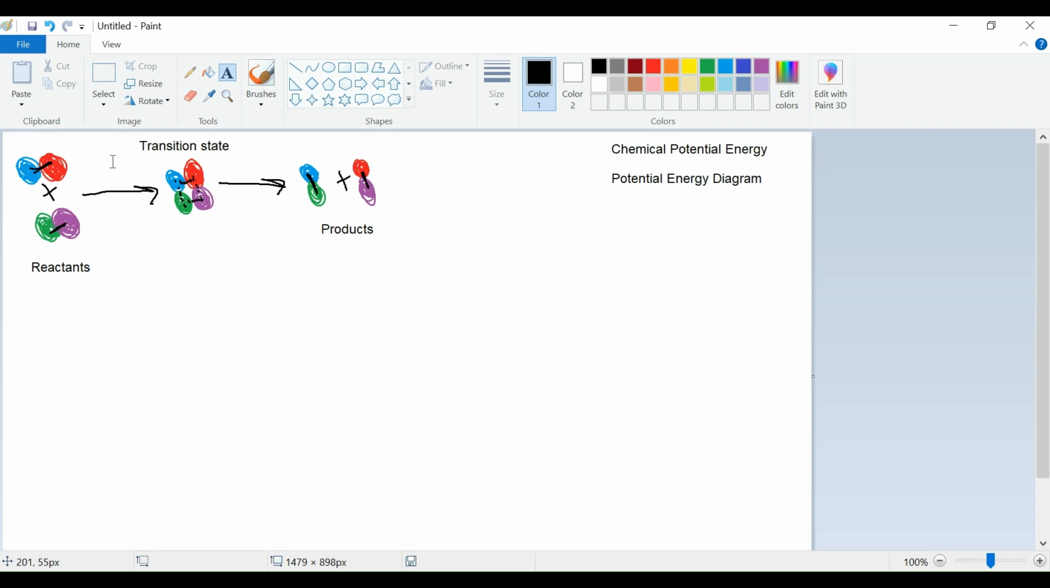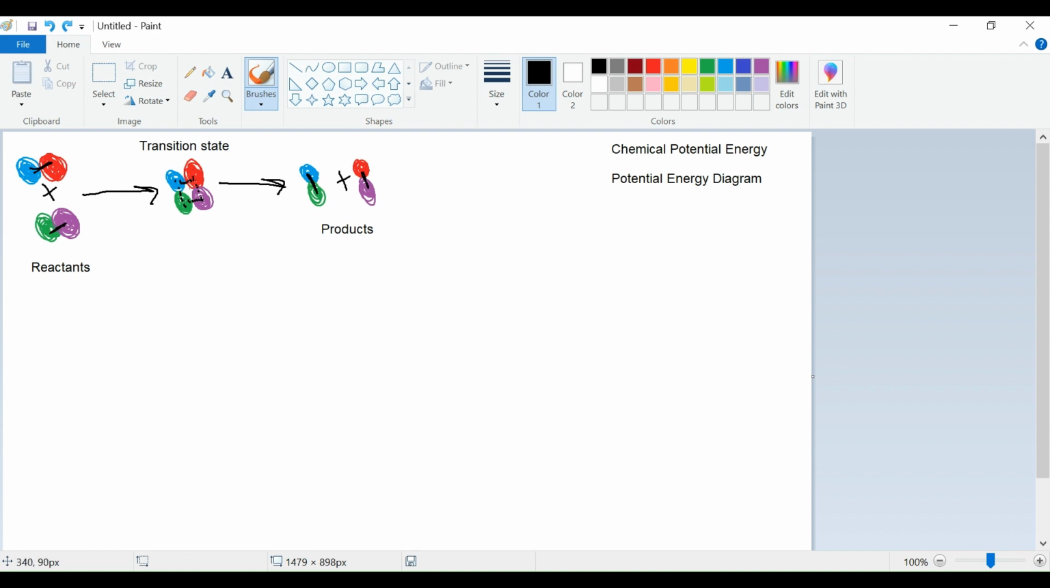All right, so I've got that same chemical reaction model over here. I've cleaned it up a little bit. I have my red-blue molecule bonded together, and I have my green-purple molecule bonded together. Those are my reactants. As they collide in this kind of direction into each other, they collide like this.